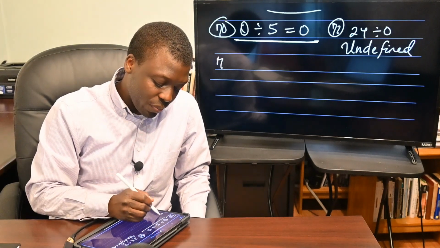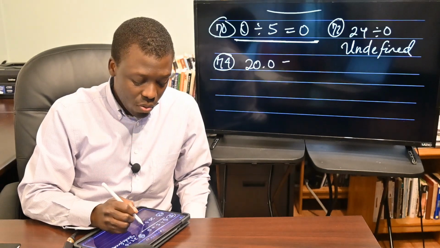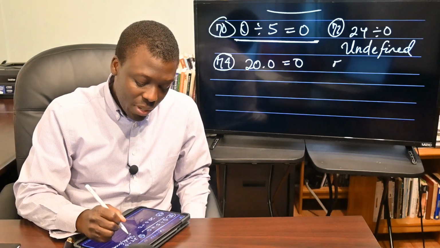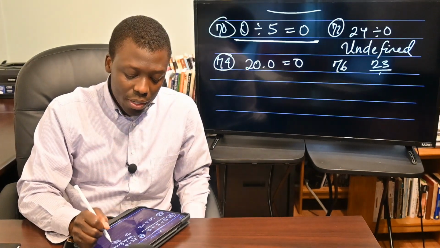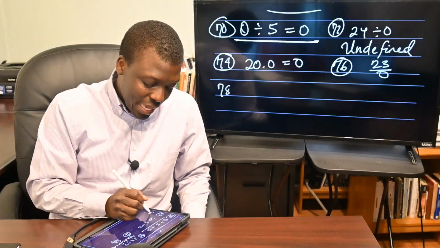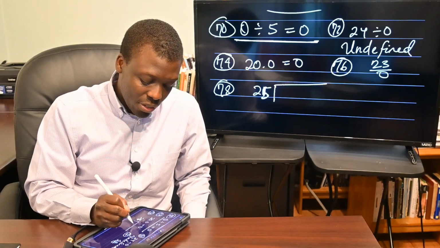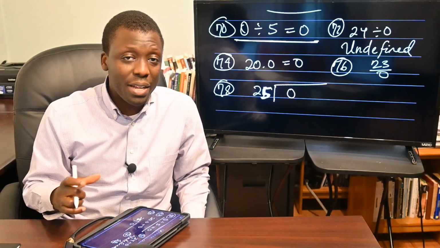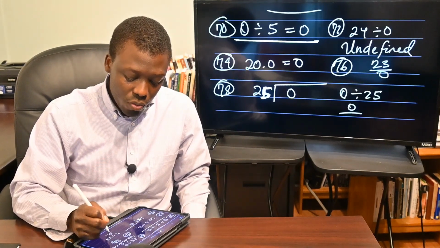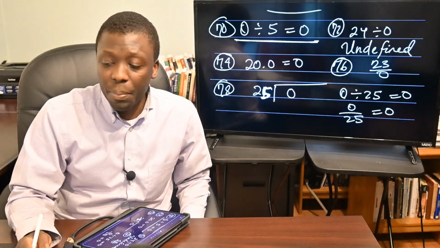That's number 72. Number 74, we have 20 times 0, which would be 0. Anything times 0 is 0. Number 76, we have the same problem again of undefined. 23 divided by 0, and that's undefined. For number 78, we have 25 on the outside, 0 on the inside. So you have your divisor and your dividend. Same thing as writing 0 divided by 25 or 0 over 25. And that's 0. So those are some examples for you to keep in mind.